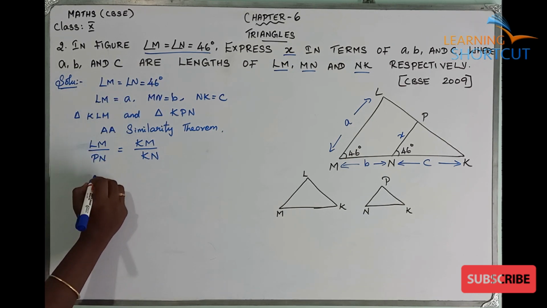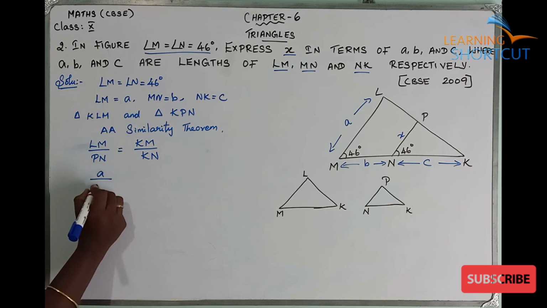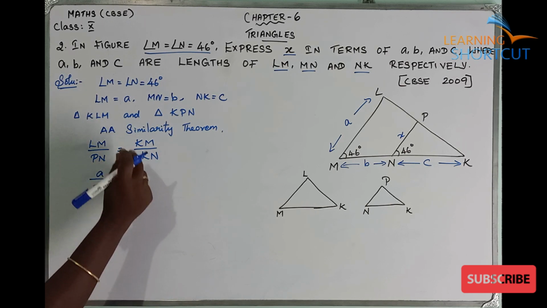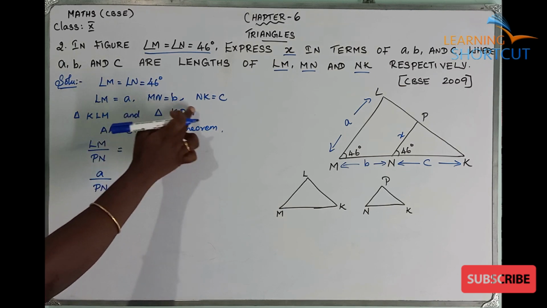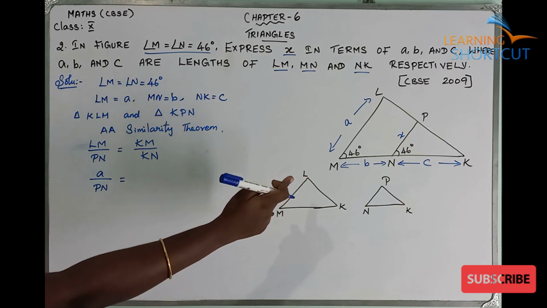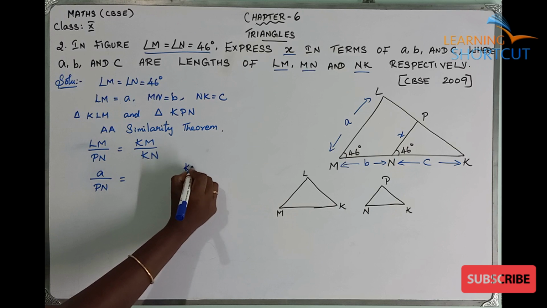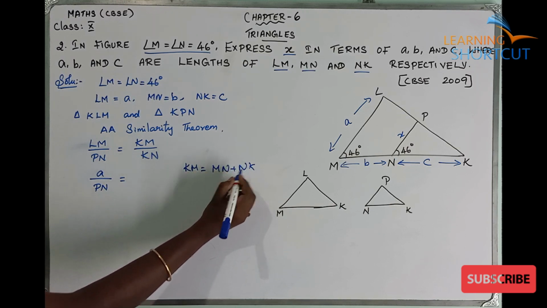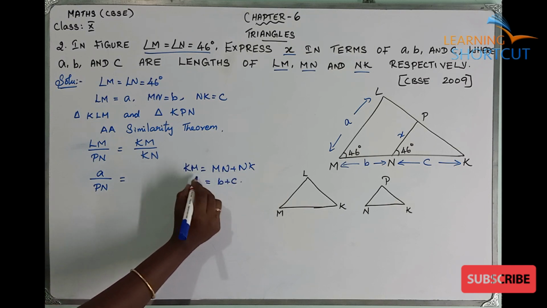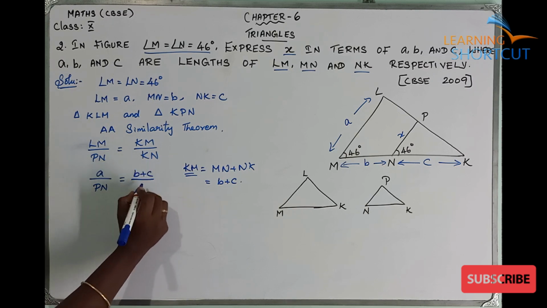So LM will be equal to a, right? I have given that LM is equal to a, divided by PN. What's the value of KM? I have given the value of MN and KN. So the MN value is b and the KN value is c. So KM will be equal to MN plus NK, so b plus c. So instead of KM we can write b plus c, divided by KN value c.